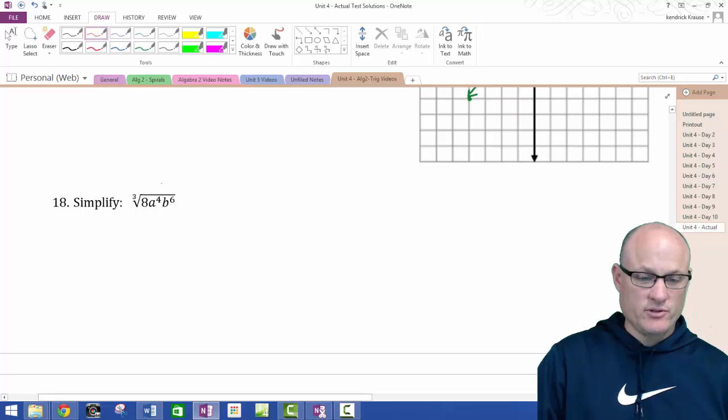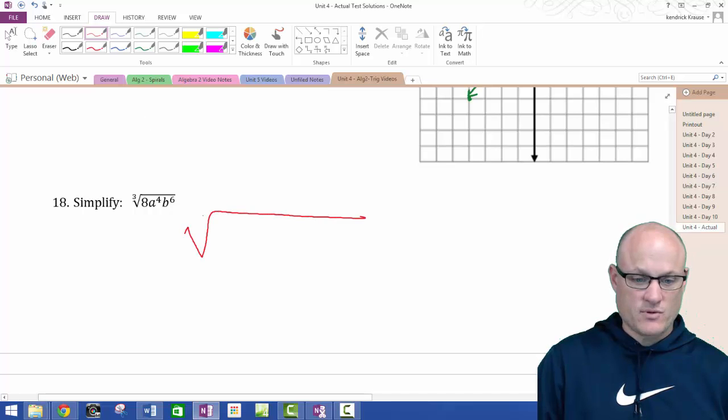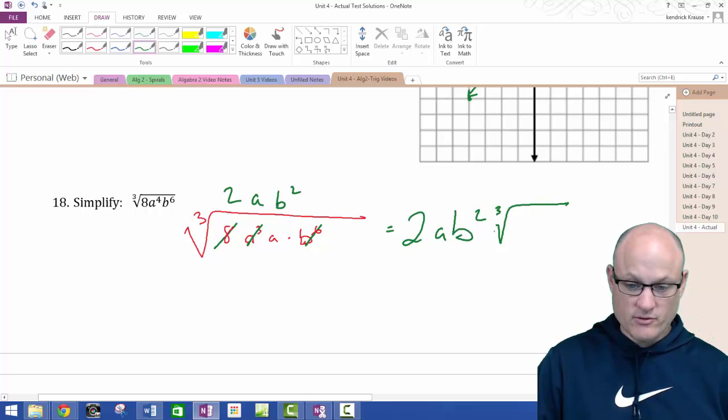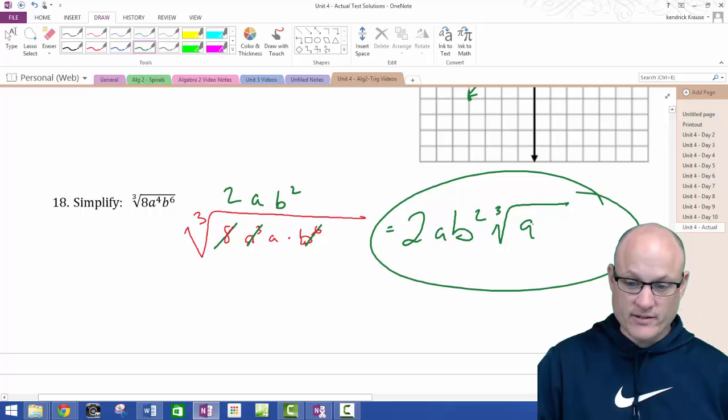Simplify a perfect cube. We just did that. 8 is a perfect cube. A cubed, A times B to the 6th. Not even that much different than the other problem. This is a perfect cube. That's just 2. This is just A. And this is just B squared. So I end up with 2AB squared, cube root of, so you just forgot that cube, A. And that's an A, by the way. Moving on.